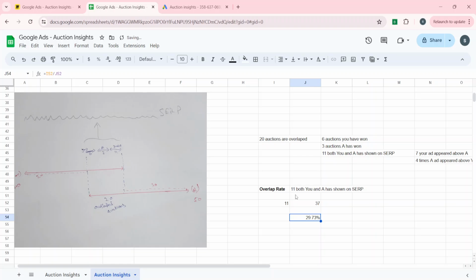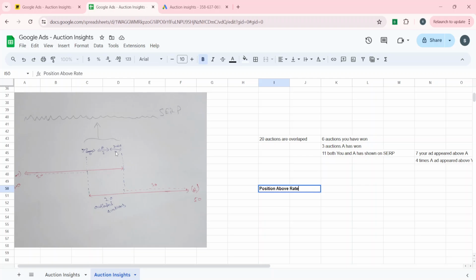So next is the position above rate. In overlap rate, the data is about how many times we have shown our ad along with the competitors, right? Now, the overlap rate does not tell where the ad is shown, whether above or below. It is just telling us how many times you have shown along with the competitors. That's it. But in those 11 times, where our ad is shown, whether above advertiser A or below advertiser A, can be told by the position above rate metric. Okay, this is position above rate.